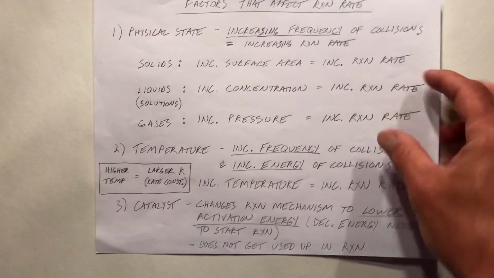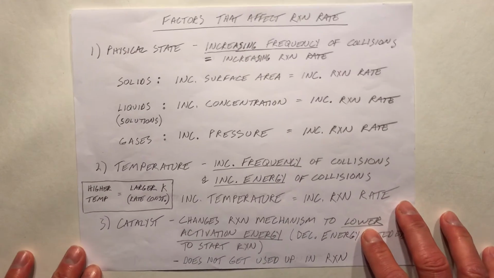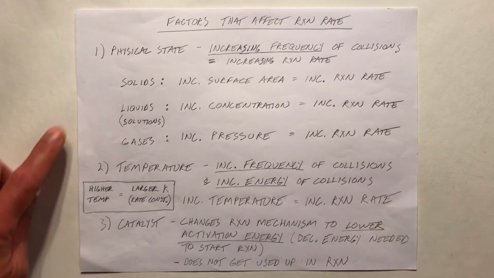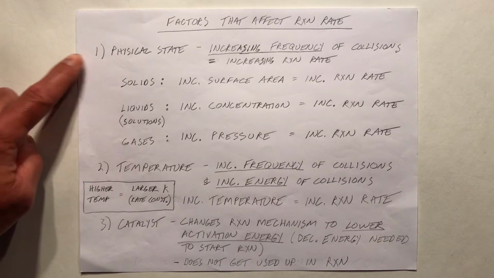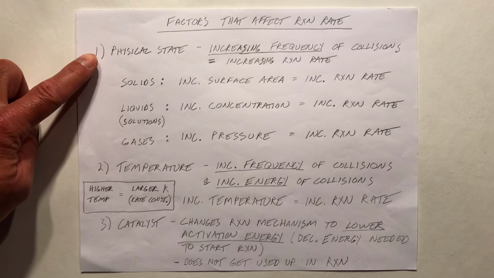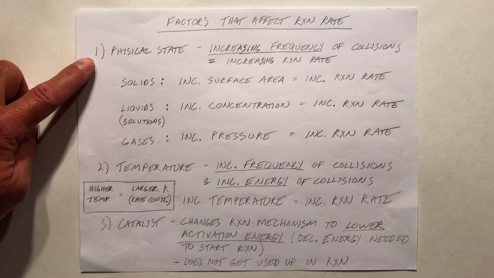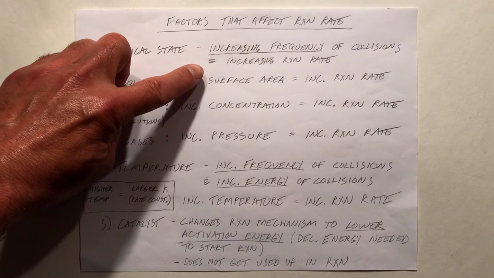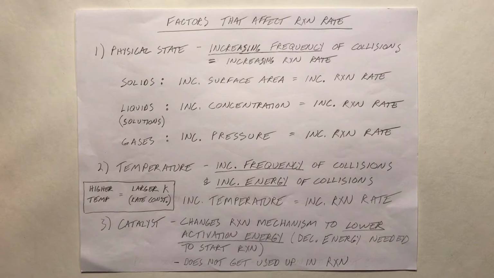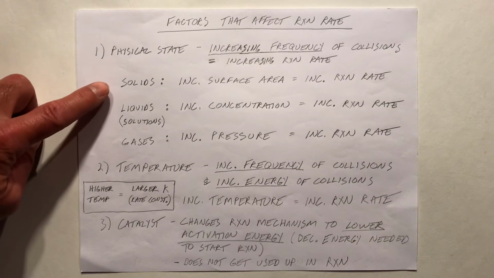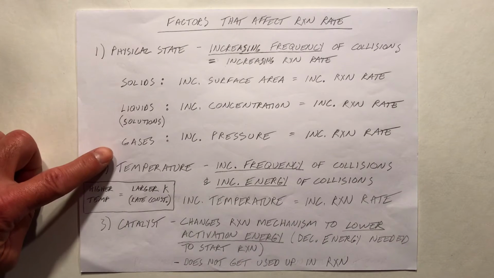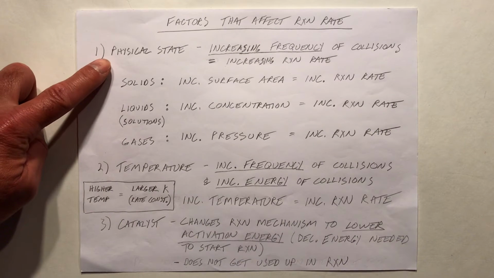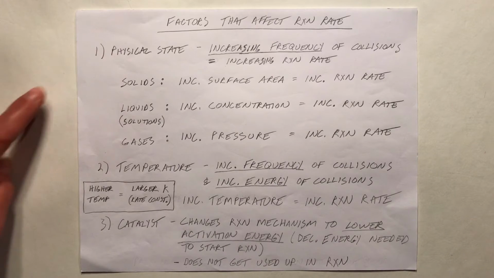Now there are three factors that affect reaction rate. In this video we're going to take a close look at the first of these three factors. That's the physical state of the chemicals. We can say that increasing the frequency of collisions would cause an increase in reaction rate. And increasing the frequency of collisions would occur for different reasons for solids and liquids and gases. So the physical state of the chemicals is important.